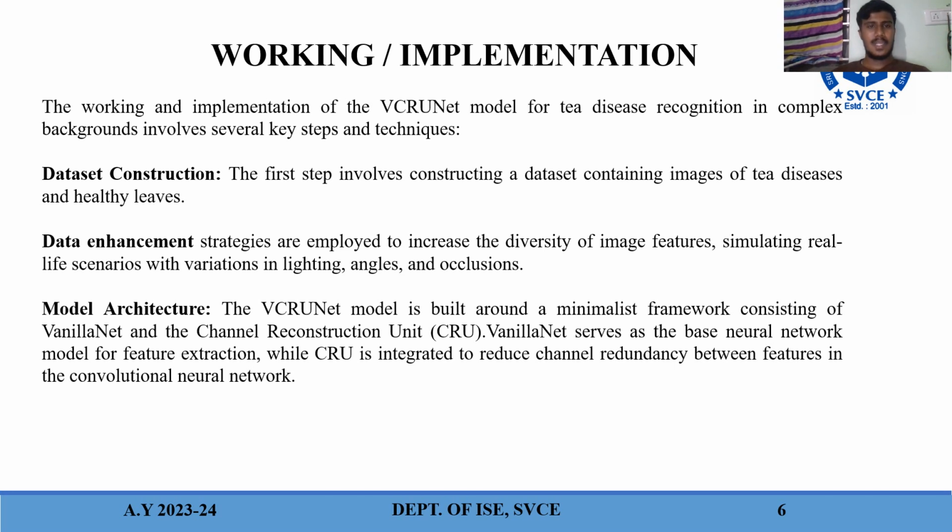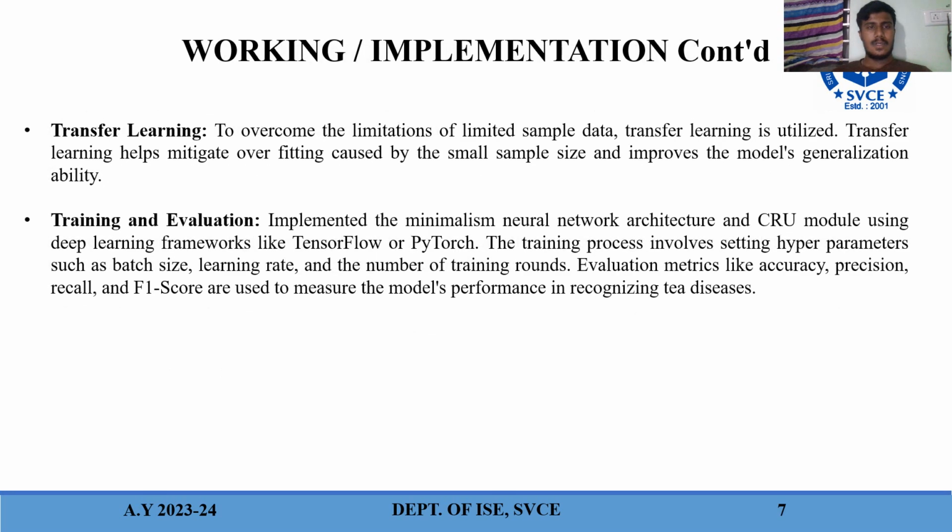So the next step is model architecture. The VCRUNet model is built around a minimalist framework consisting of VanillaNet and the channel reconstruction unit. VanillaNet serves as the base neural network model for feature extraction, while the CRU is integrated to reduce channel redundancy between features in the convolutional neural network. Continued to the working and implementation.